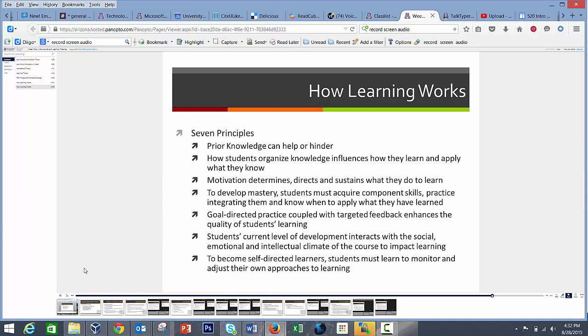Number 6. Students' current level of development interacts with the social, emotional, and intellectual climate of the course to impact learning. Students are not only intellectual but social and emotional beings, and they are still developing the full range of intellectual, social, and emotional skills. While we cannot control the developmental process, we can shape the intellectual, social, emotional, and physical aspects of the classroom climate in developmentally appropriate ways. In fact, many studies show that the climate we create can have impact upon our students.